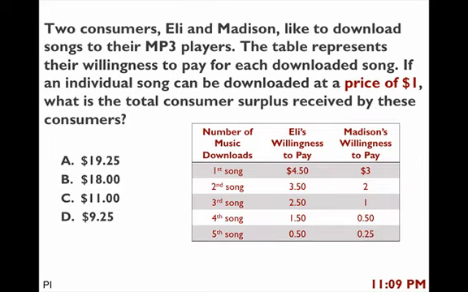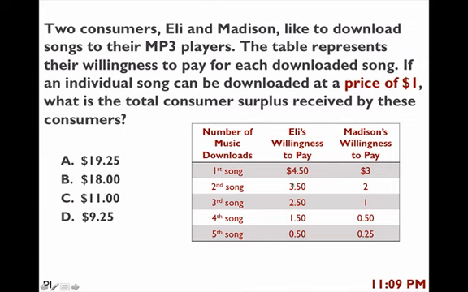The second one is for you to calculate the consumer surplus based on a table of willingness to pay. In this one we have two consumers. If the songs are priced at $1 per song, then how much surplus do we have? Well, you have to figure out how many songs each of them will buy and then the difference of the willingness to pay versus the price. So let's go with Eli first. Eli will buy the first song, and on the first song he will make $3.50 in surplus because he's willing to pay $4.50 and the price is $1.